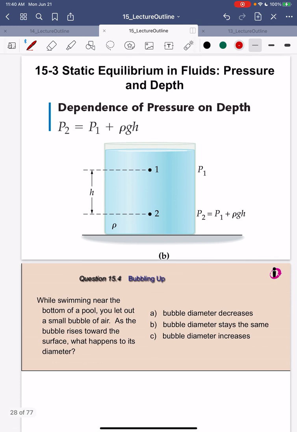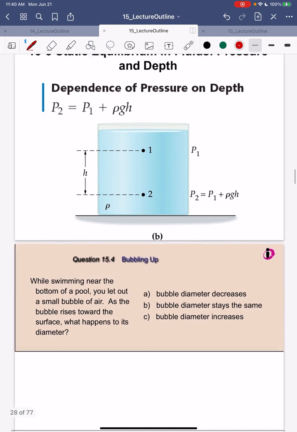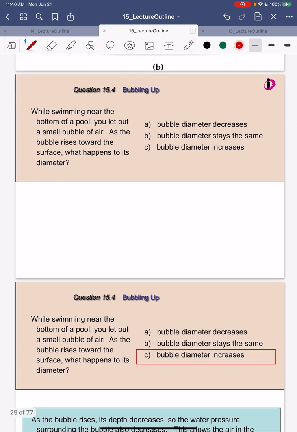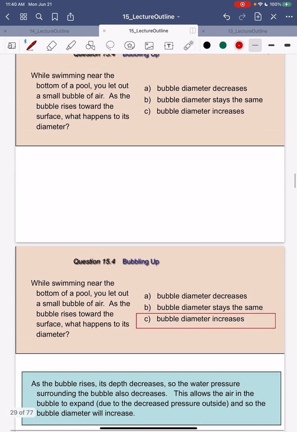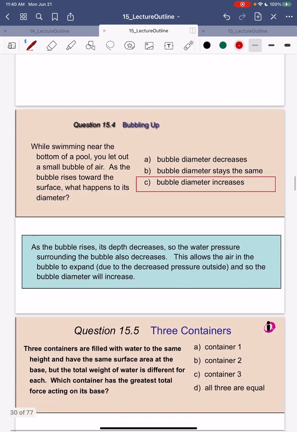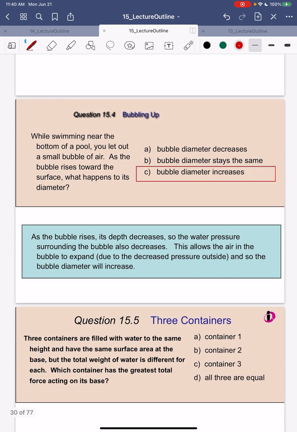While swimming near the bottom of a pool, you let out a small bubble of air. As the bubble rises toward the surface, what happens to its diameter? Remember, as you are moving up, the elevation is decreasing, or the depth is decreasing, and also the pressure is decreasing, and therefore the bubble diameter is going to increase because the volume is going to increase.